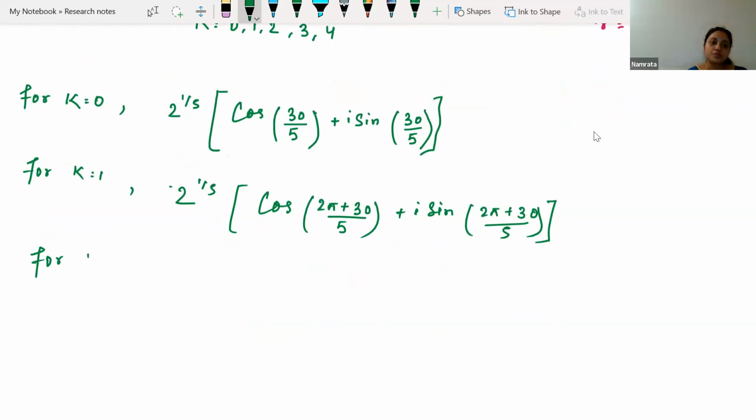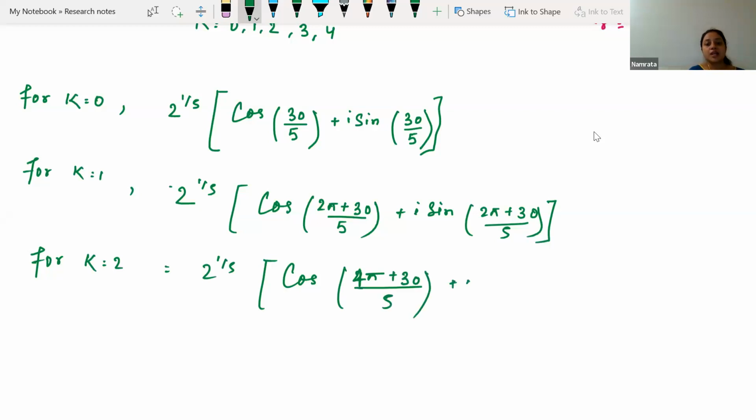For k equals 2, it will be 2 to the power 1 by 5 cos of, not 2 pi, 2k pi was there. So k is 2, so it will be 4 pi plus 30 by 5, plus i sine of 4 pi plus 30 by 5. When k equals 3, again we have to find, and then when k equals 4, similarly we will be finding.